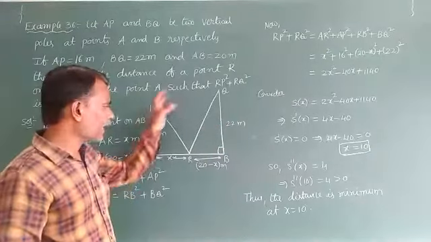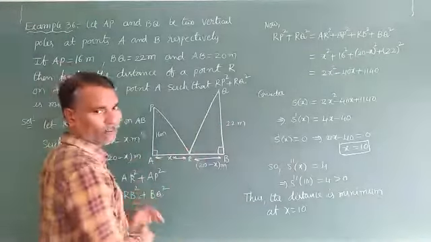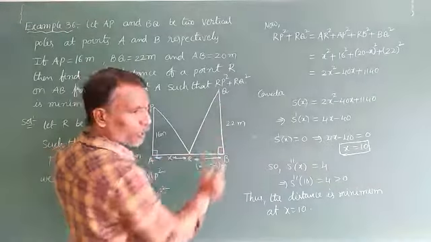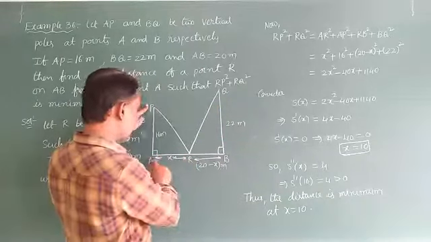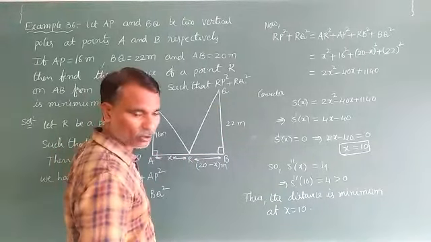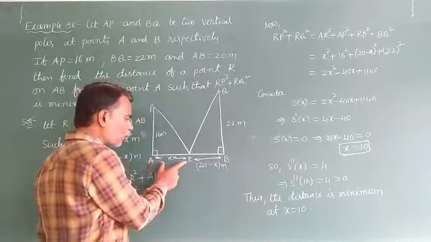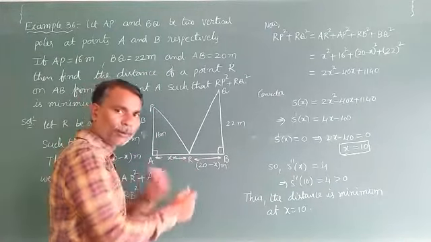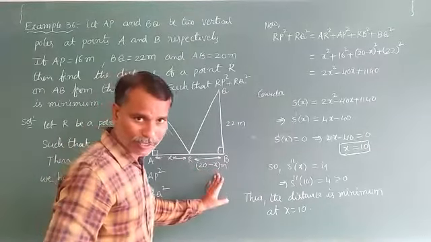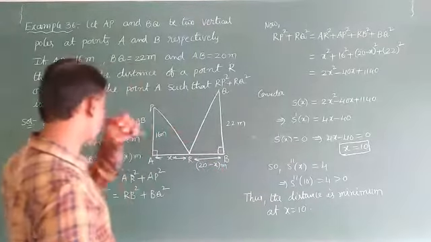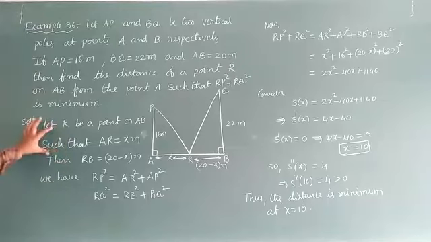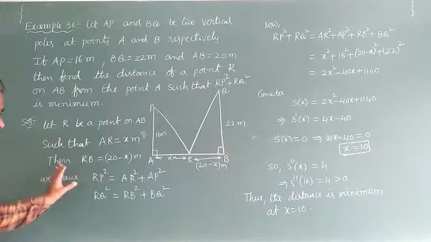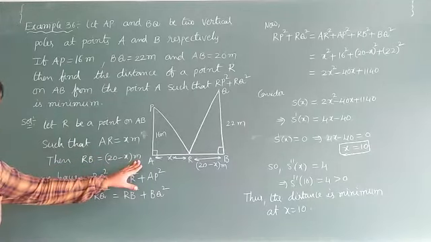By reading the concept, just take a rough diagram. AP and BQ are vertical poles, and AB is the base for them. The 20 meters is divided by R: one part is x, so obviously the remaining part is 20 minus x. Okay, clear. Let R be a point on AB such that AR is equal to x meters, then RB is equal to 20 minus x meters.